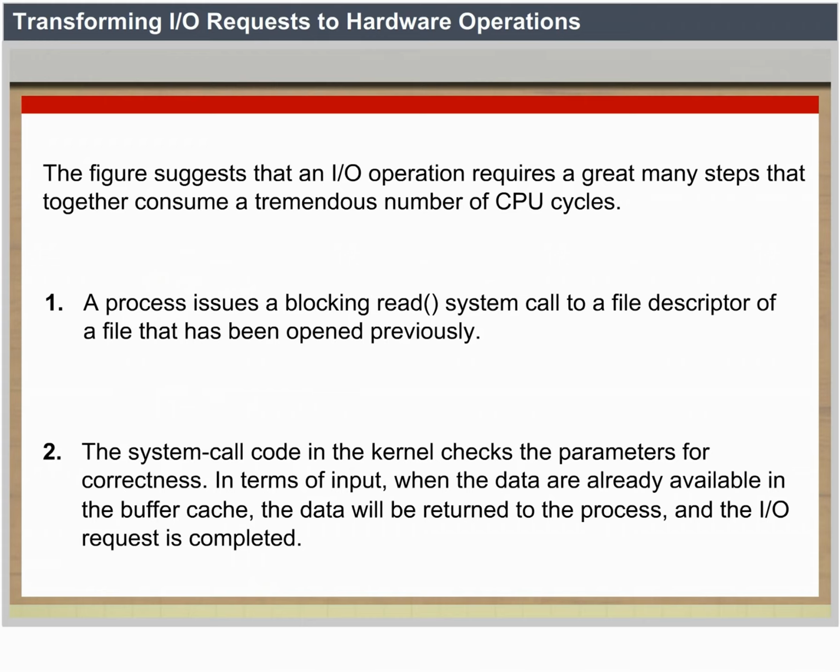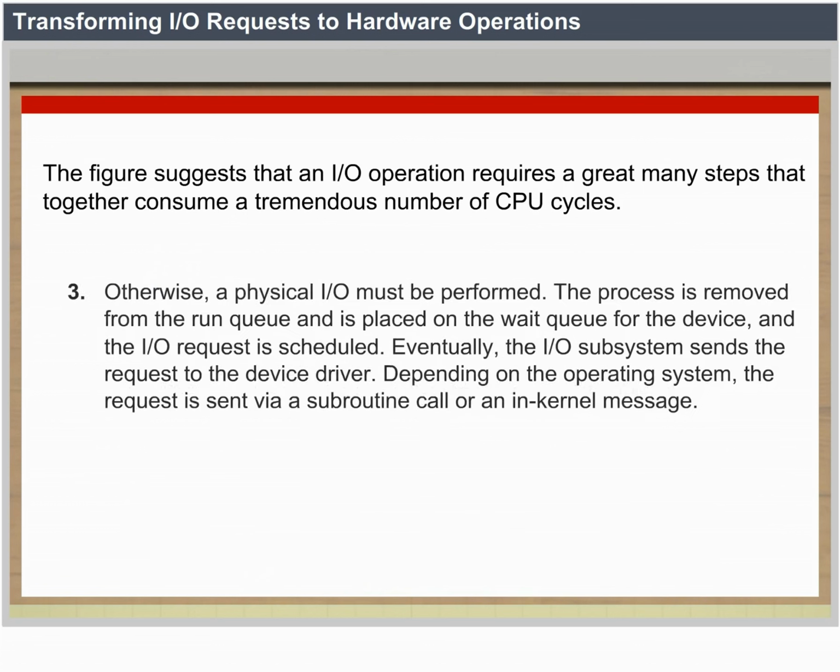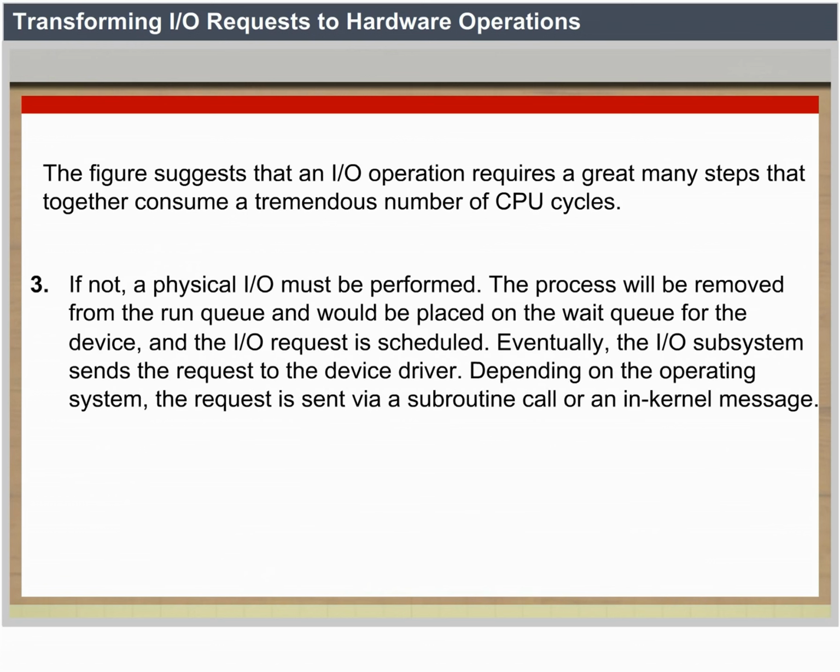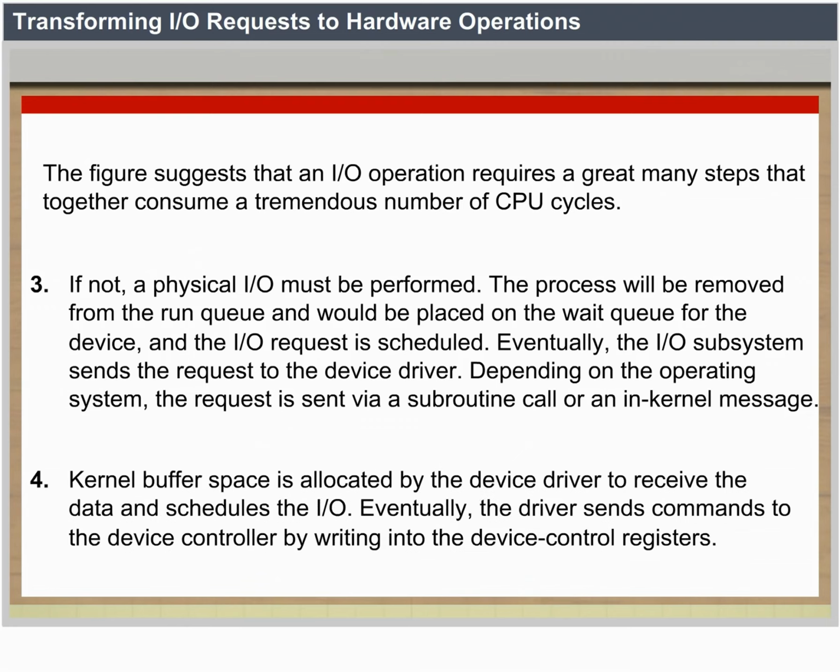The process is removed from the run queue and is placed on the wait queue for the device, and the input-output request is scheduled. Eventually, the input-output subsystem sends the request to the device driver. Depending on the operating system, the request is sent via a subroutine call or an in-kernel message. The device driver allocates kernel buffer space to receive the data and schedules the input-output. Eventually, the driver sends commands to the device controller by writing into the device control registers. The device controller operates the device hardware to perform the data transfer.